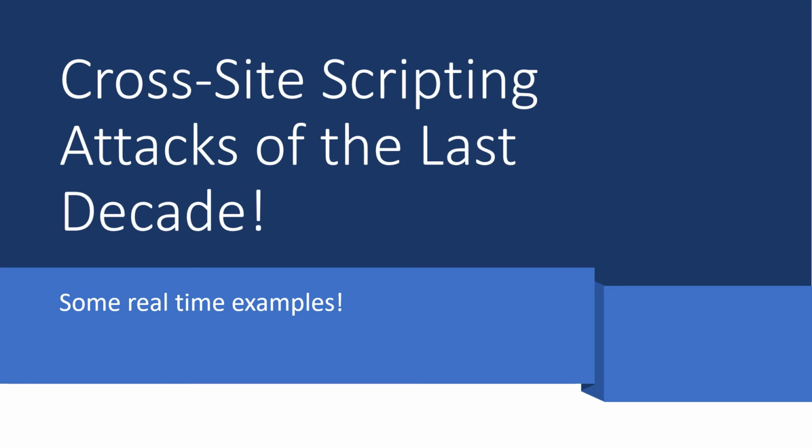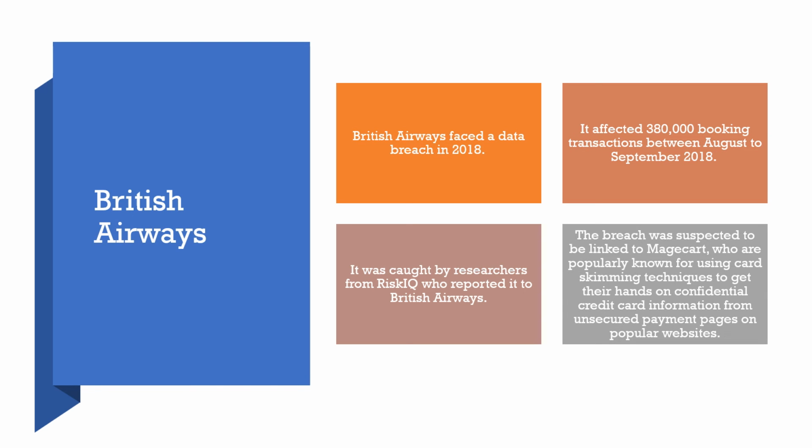Now, cross-site scripting attacks on a large scale. British Airways faced a data breach in 2018. It was caught by researchers from RiskIQ. It affected more than 3 lakh booking transactions between August and September in 2018. The breach was known for using card skimming techniques to get hold of confidential credit card information.